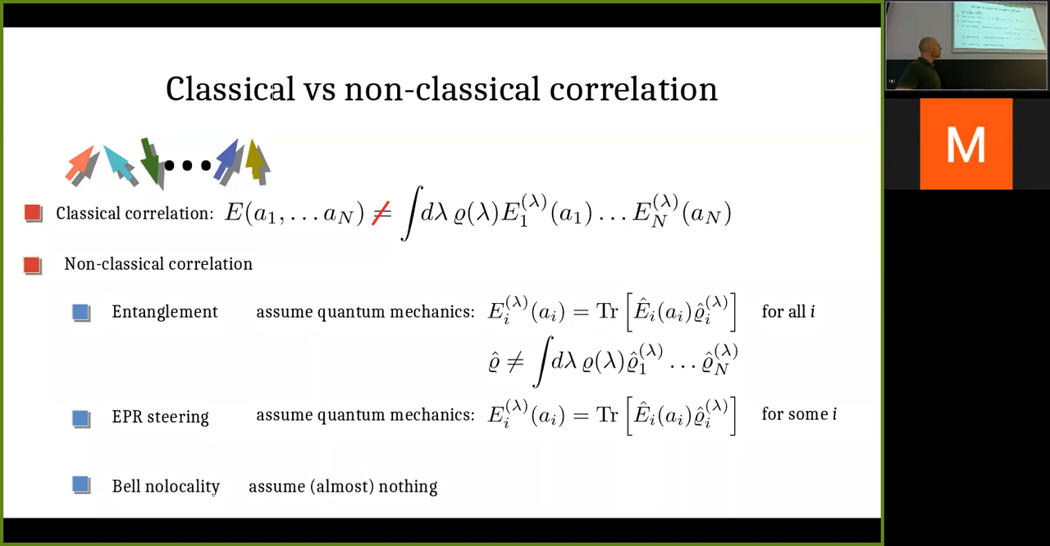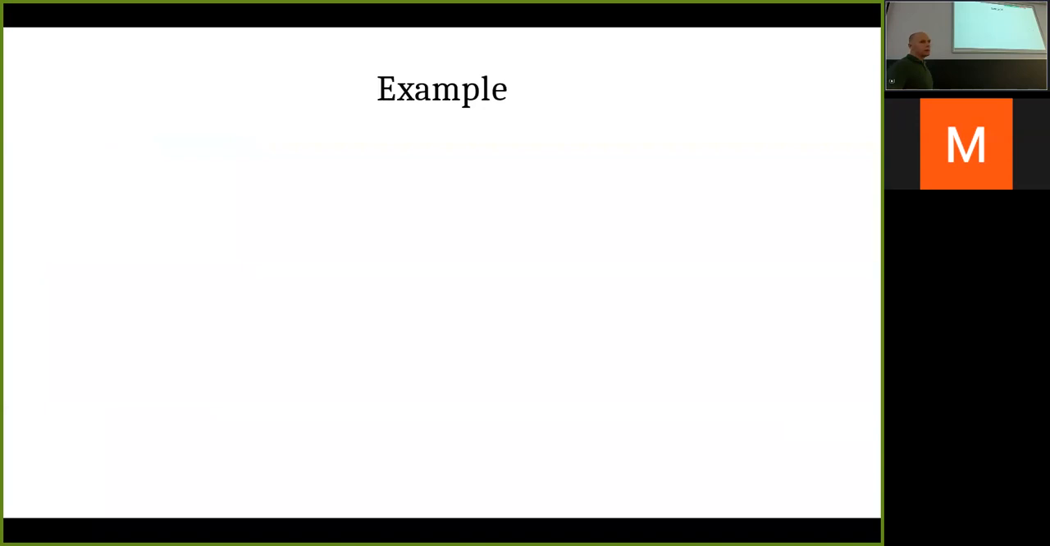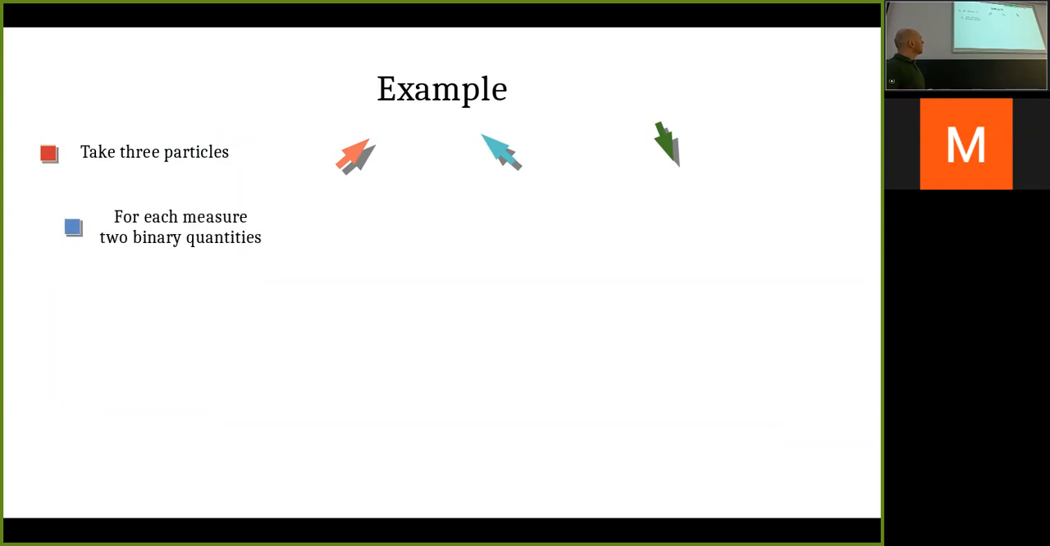outcomes of local measurements. And let me give you a very simple example to illustrate how this works in a particular case. So let's take three qubits, or more generally, three subsystems which give you binary outcomes. And let's assume, like you typically do in this Bell business, that each subsystem measures two quantities.